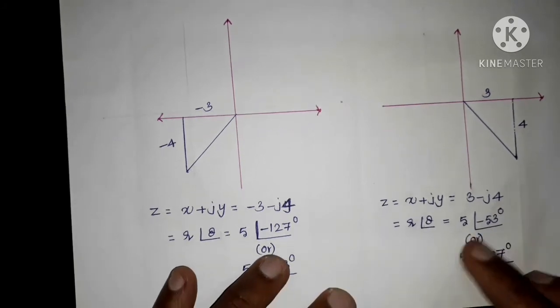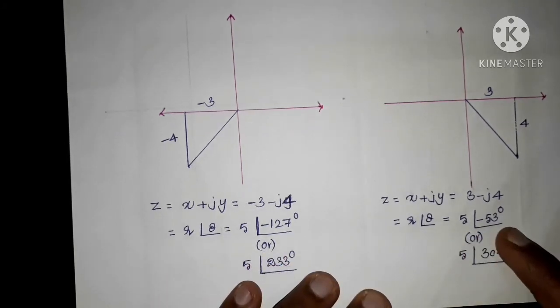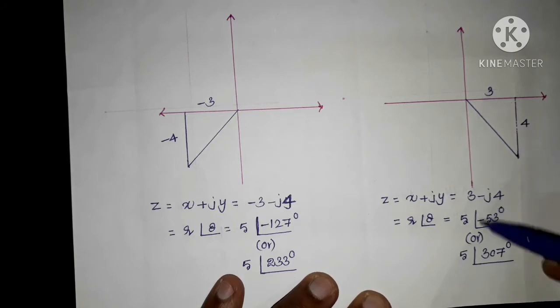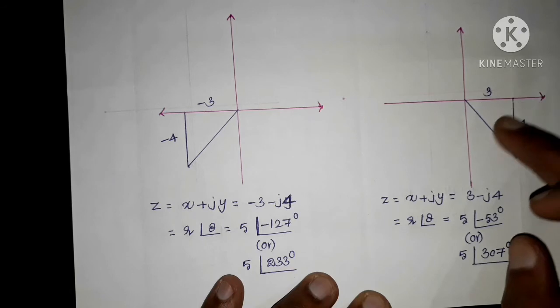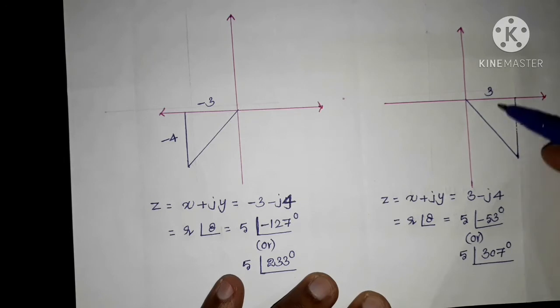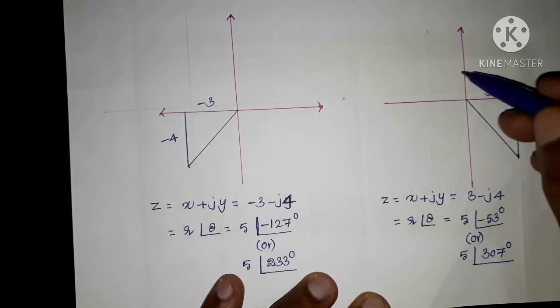So if you find r and theta, r is 5 and the angle theta is minus 53. It means the resultant of 3 and 4 is 5. The magnitude of the resultant is 5 and it is making an angle minus 53 with the reference. Minus means clockwise direction. This angle is 53. The same minus 53 can be represented as 307 degrees, since 360 minus 53 is 307. So the resultant is making an angle 307 with the reference in the anti-clockwise direction.